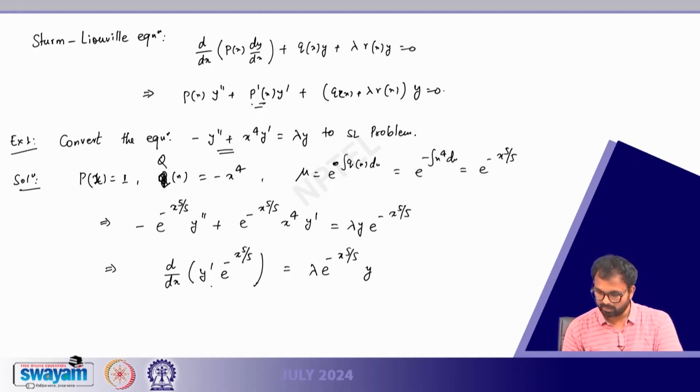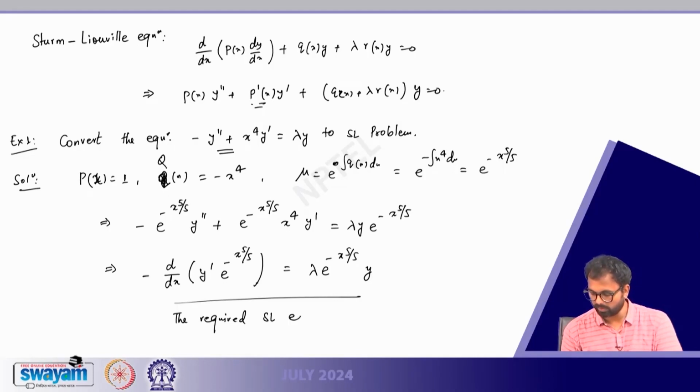So now we can see there is a negative sign here, so we will have a negative sign. So this is the required Sturm-Liouville form, because this is d/dx of e to the power minus of x to the power 5 by 5 y dash, small q is basically 0, and then we have lambda r(x) is e to the power minus of x to the power 5 by 5. So this is the required Sturm-Liouville equation. What you can do at best, you can bring this on the right hand side, and therefore this will reduce to this plus this equals to 0.